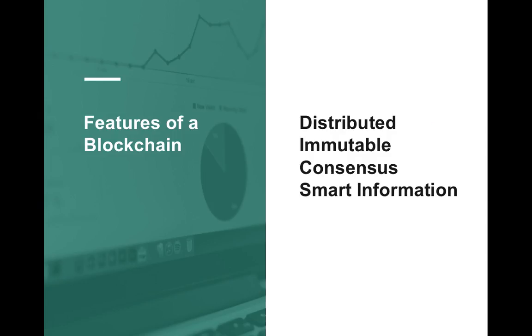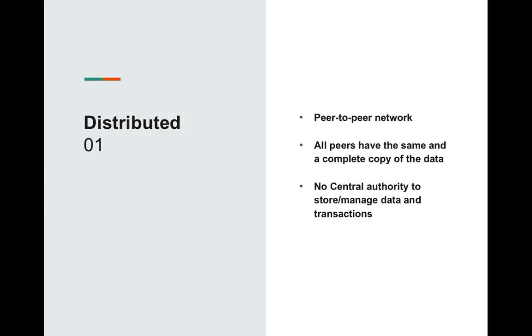So let's break it down into four distinct properties of a blockchain. Number one, distributed. Number two is immutable. Number three is consensus. And number four, it's sort of an add-on feature, but it's called smart information. We'll come to that later on.